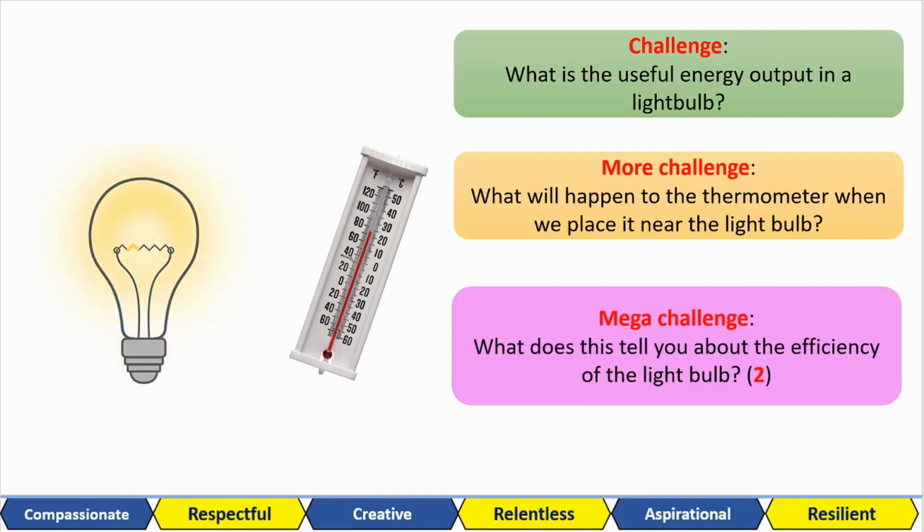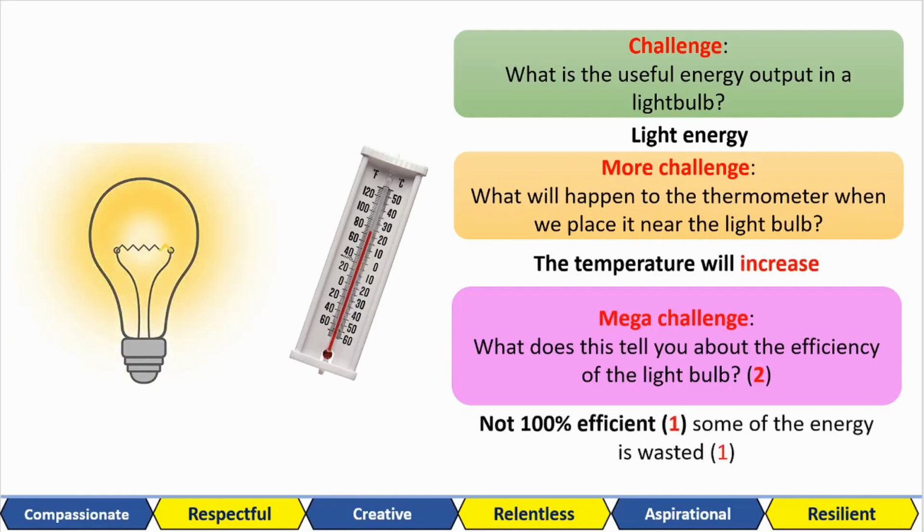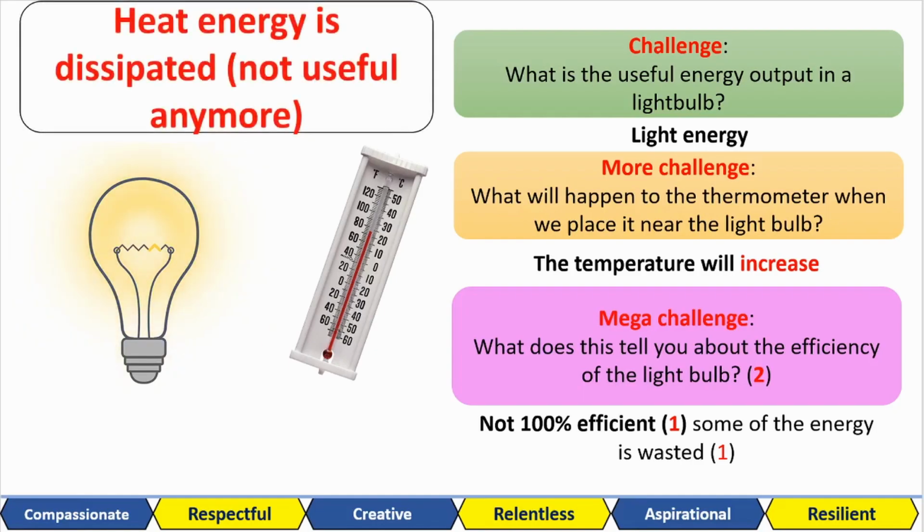The useful energy output is light energy. The temperature reading on the thermometer will increase if we put it near the light bulb. This tells us that some of that input energy is wasted as thermal energy. In other words, it's not 100% efficient at converting electrical energy into light energy. When heat energy is lost, we say that it has dissipated. This just means that it's gone into heat that can't be useful.